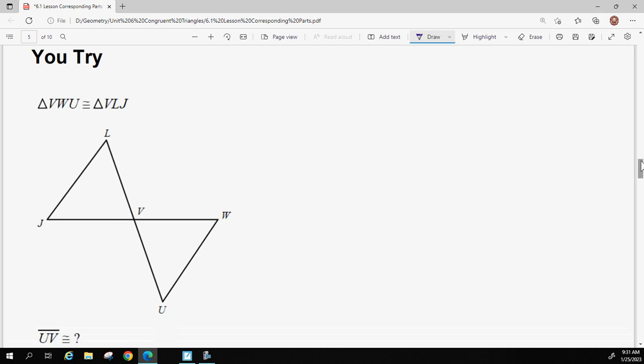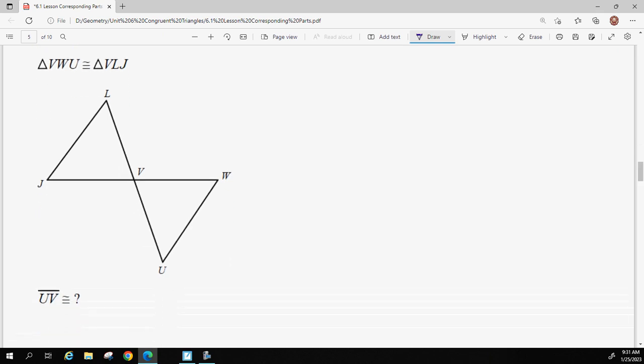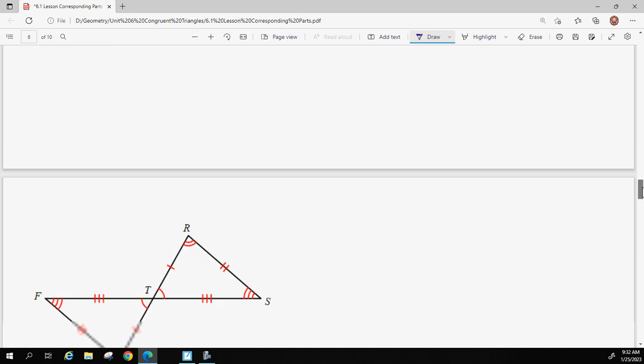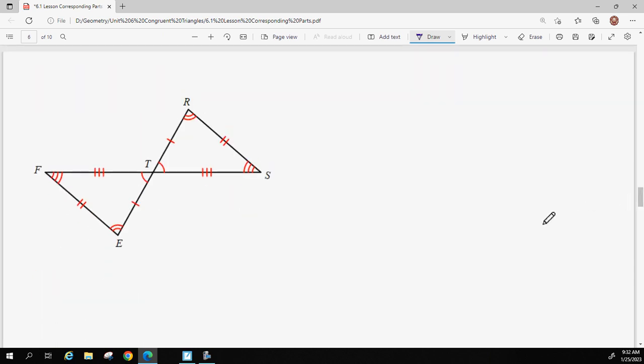So now let's have you try a couple problems yourself. I want you to find the side in the other triangle that corresponds to side UV. So you should have picked VJ. If you did not, please raise your hand and ask for an explanation why it should be VJ. Give this one a try. Write the names of the triangles that are congruent to each other in this picture.